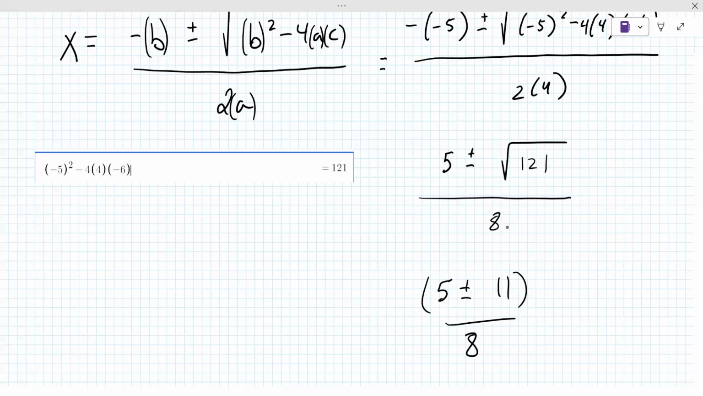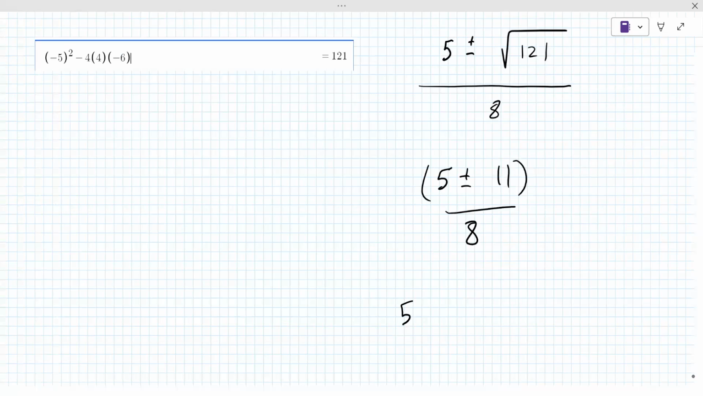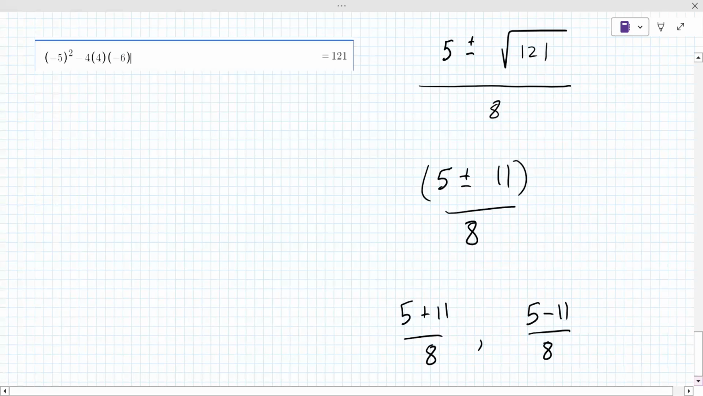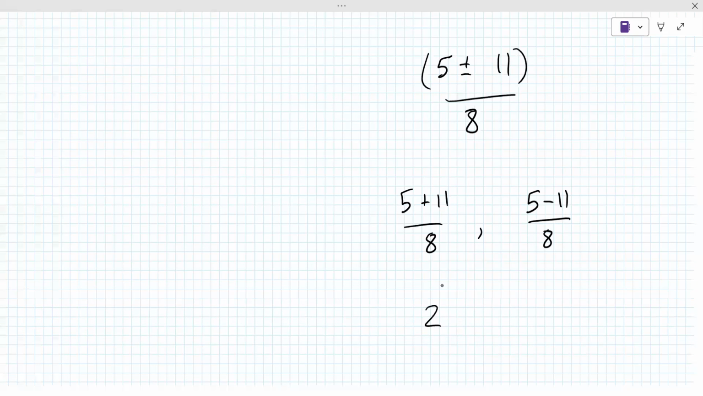But this becomes two things. It becomes 5 plus 11 divided by 8 and 5 minus 11 divided by 8. And like we already have the answers. One is 2, one is negative 3/4.